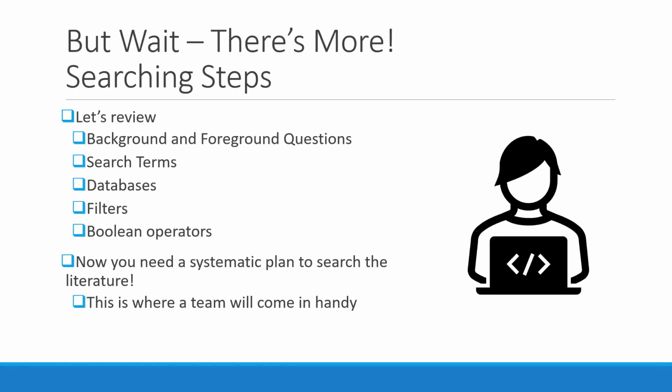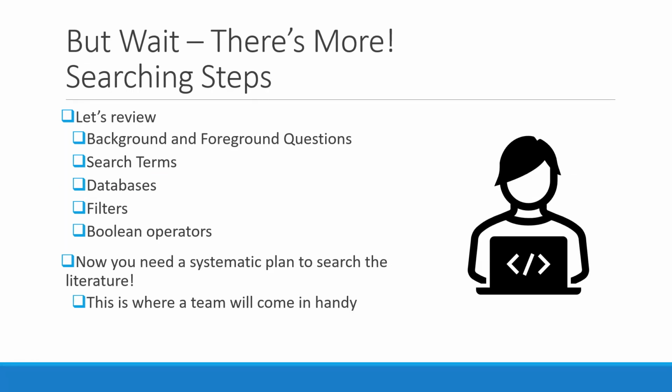But wait, there's more. Don't forget, we had a background question that helped us find some keywords and a Pearl article. Then we have some foreground questions. We pull out our search terms using our PICOT question. We choose our databases. We search them one at a time. We use filters and Boolean operators. Okay. Now, you need a systematic plan to search the literature.